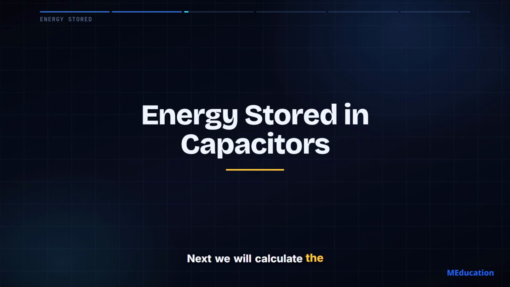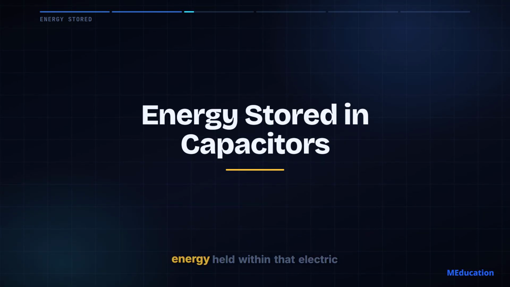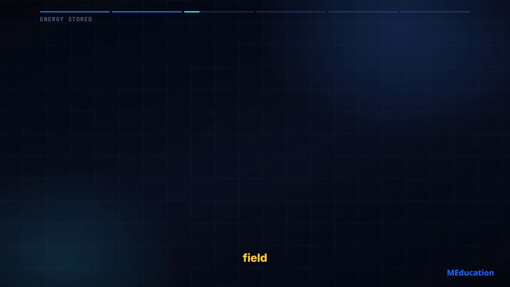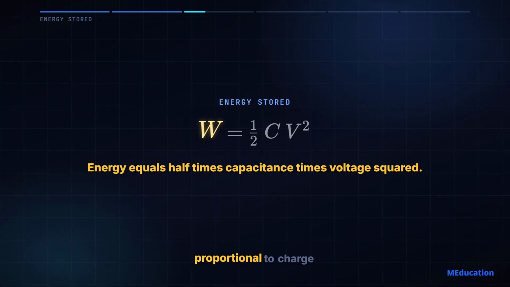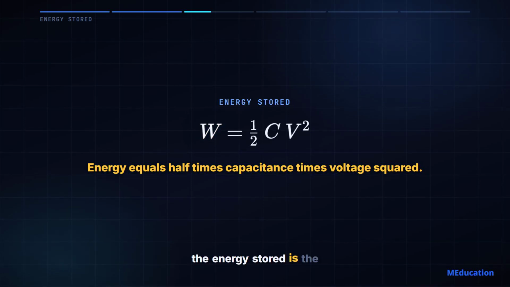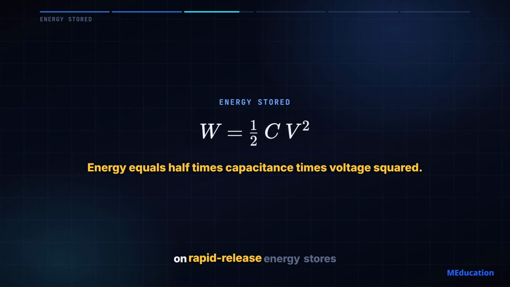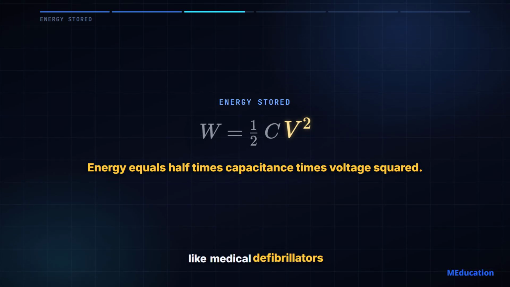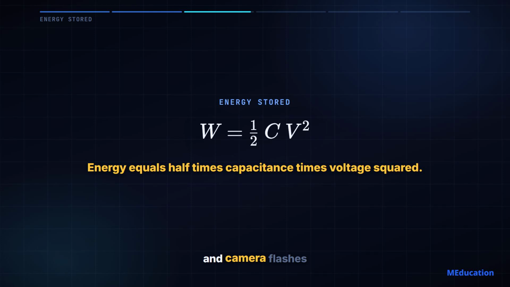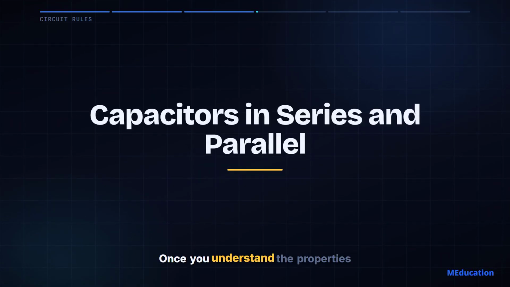Next, we will calculate the precise amount of electrical potential energy held within that electric field. Because potential difference is directly proportional to charge, the energy stored is the area under a voltage-charge graph. This triangular area gives us a crucial factor of 1/2 in our equations. You will use these formulas to solve Paper 4 problems on rapid-release energy stores, like medical defibrillators, particle accelerators, and camera flashes. Once you understand the properties of a single capacitor, we will combine multiple components into complex circuits.